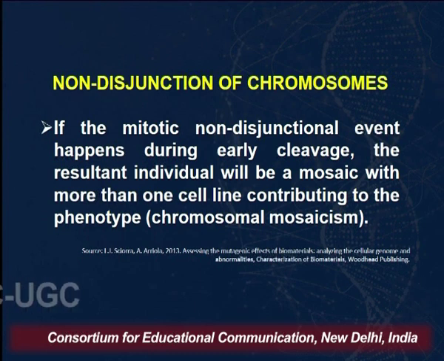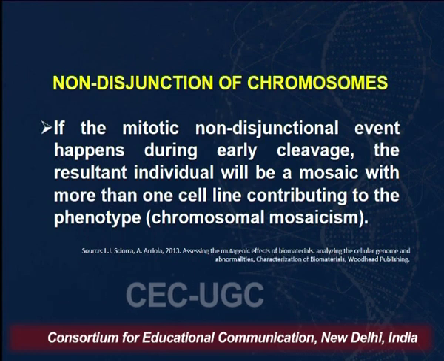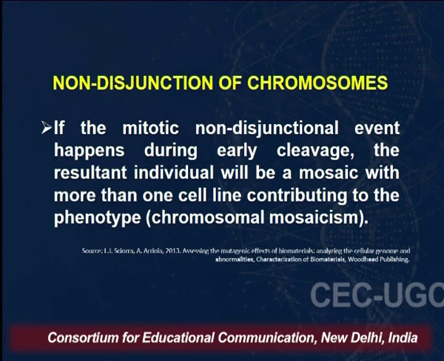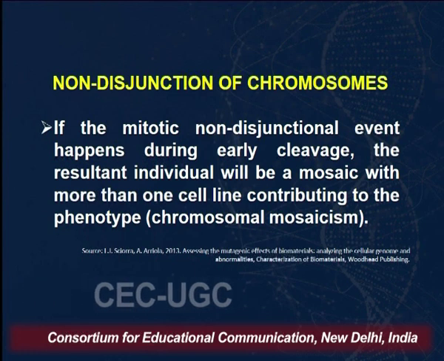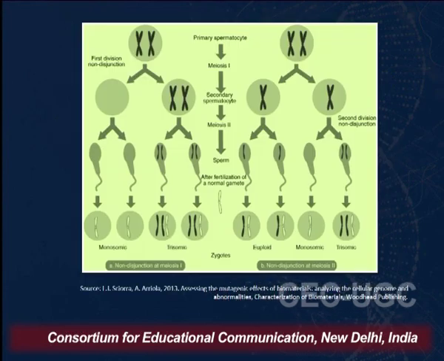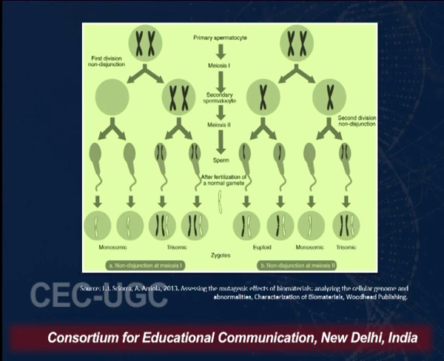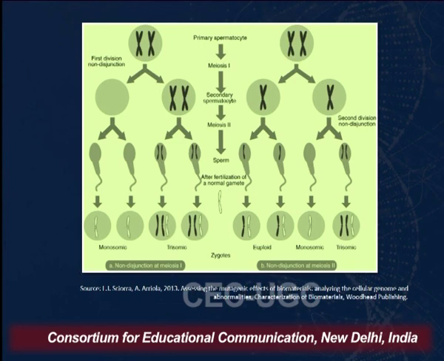Non-disjunction in the case of mitosis generally occurs in the early cleavage cells, so there will be mosaic cells. One will have a larger number of chromosomes while the other will have a lesser number because of the non-disjunction. If we see the first image, instead of each chromosome going into either of the daughter cells, in one of the cases both the chromosomes are going into one daughter cell, while the other daughter cell is not having any of the chromosomes. So, this is called non-disjunction of the chromosome.